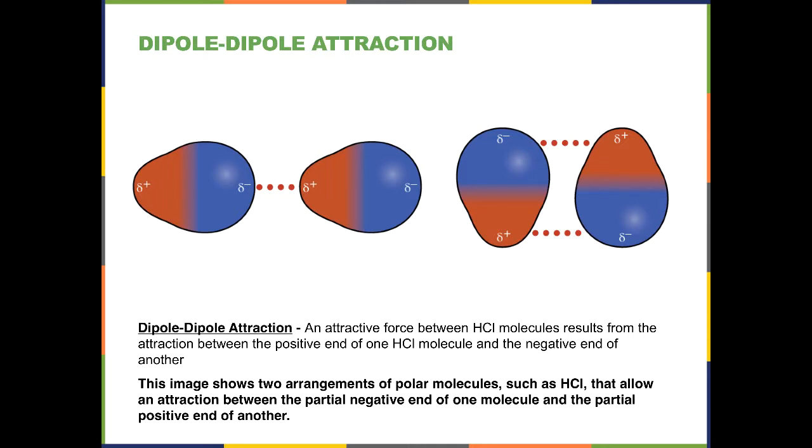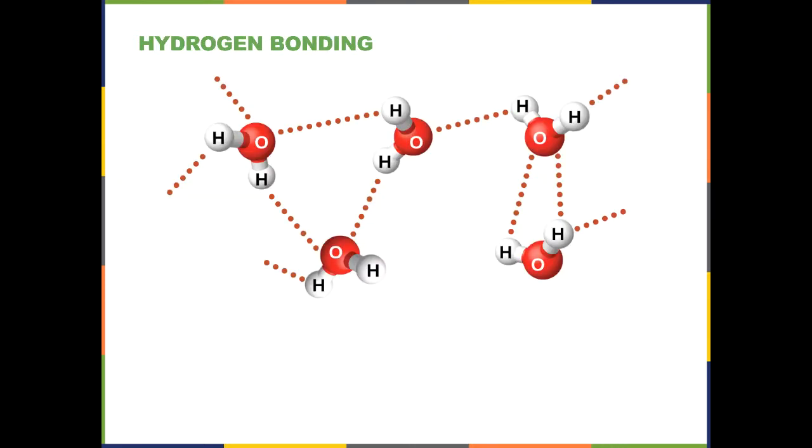This image shows two arrangements of polar molecules, such as hydrochloric acid, that allow for the attraction between the partial negative end of one molecule and the partial positive end of another molecule. Now, a special type of intermolecular force is called hydrogen bonding or hydrogen bonds. Hydrogen bonds occur with certain molecules, and some people say that they represent extremely strong dipole interaction. But most people talk about it as a separate category of intermolecular force known as hydrogen bonding.